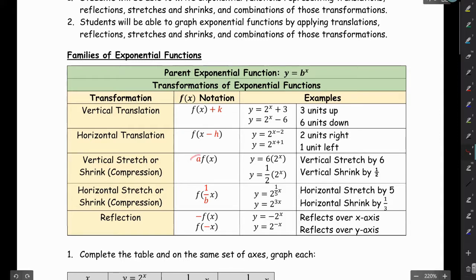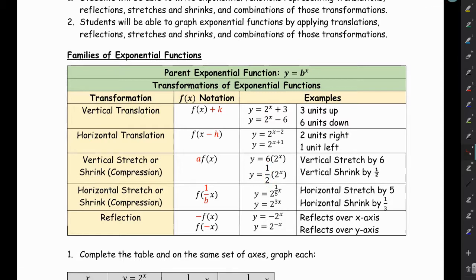If we have a value in front of the function, that's going to be either a vertical stretch or shrink. If it's greater than 1, it's going to be a stretch. And if it's between 0 and 1, it's going to be a shrink.